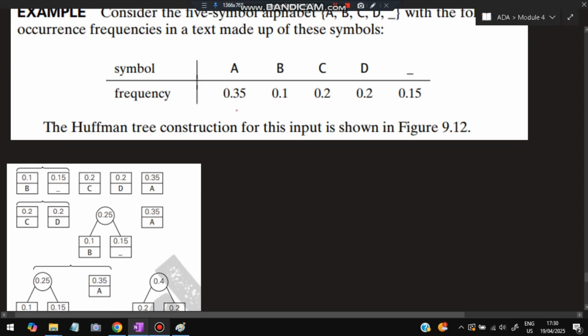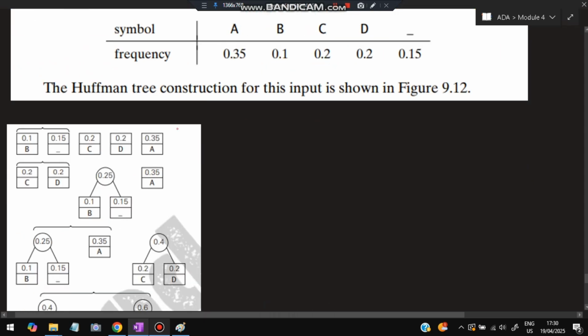First, you have to arrange the symbols in ascending order, small to big. So 0.1 comes first, which is B, then 0.15, which is underscore, then 0.2, which is C, then 0.2, which is D, and at last comes A, which is 0.35. Choose the least 2, which are these two. If you add up these two, the answer is 0.25, which is greater than the others, so we place it here.